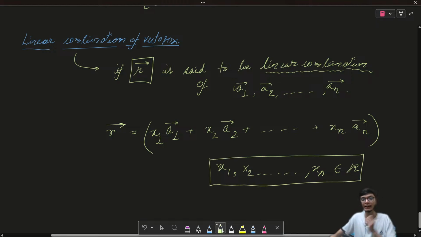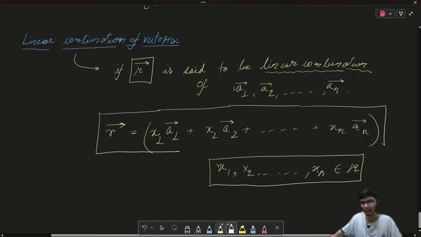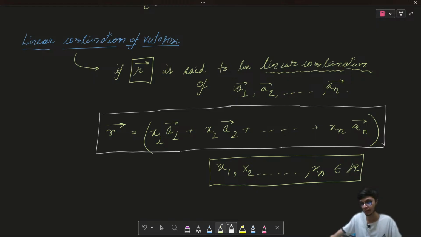Therefore, if I refer to a linear combination of n number of vectors, it can be written like this. The summation of these vectors with scalar coefficients can be written over here. This is basically known as the linear combination of vectors. I hope this part is clear.